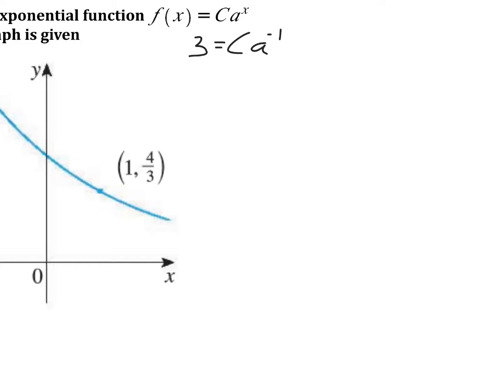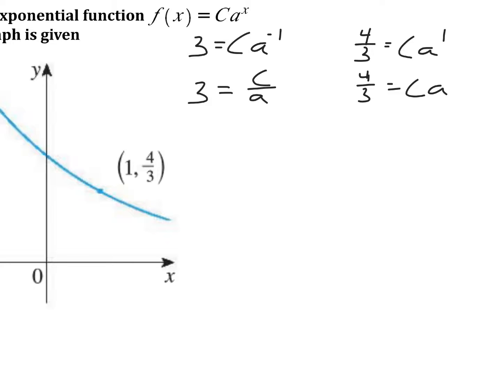So start by plugging the first point into our general equation. That gives us 3 equals CA to the negative 1. And remember, clean that up before you go too far, that A to the negative 1. Make that 1 over A, or in this case, C over A. Then we repeat that same process for the second one, and we end up with 4/3 equals just CA, because the A to the 1 just equals A.